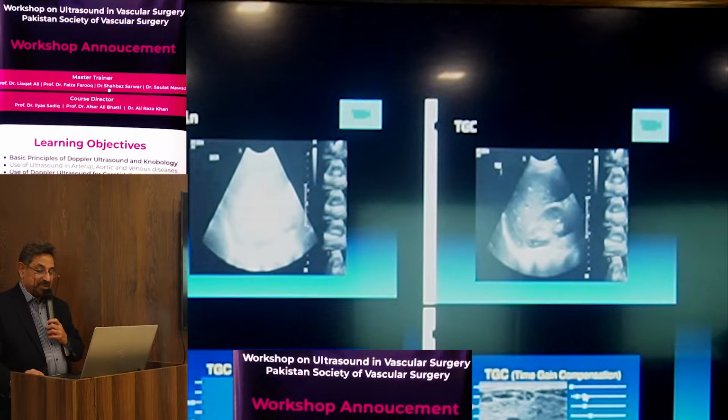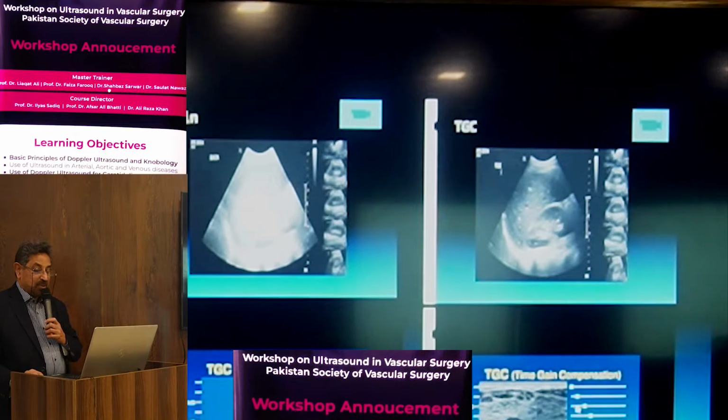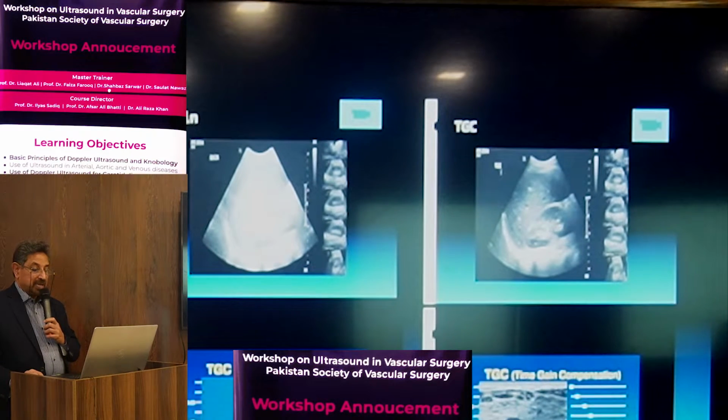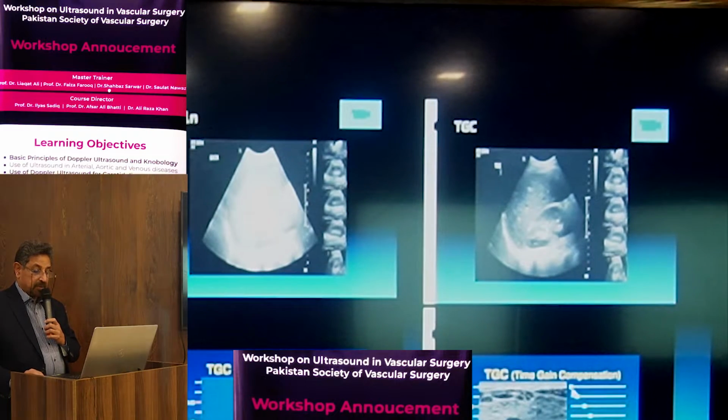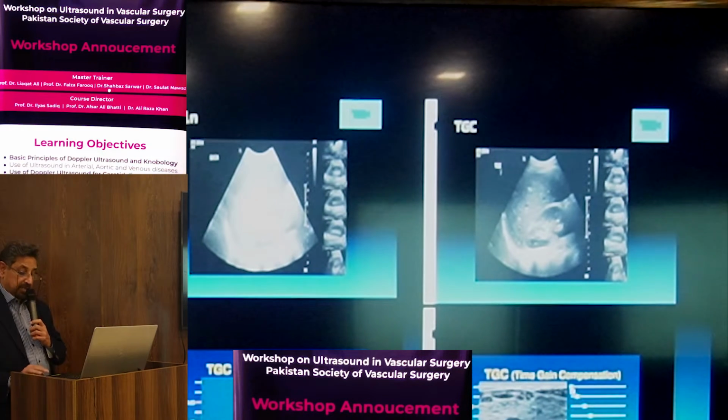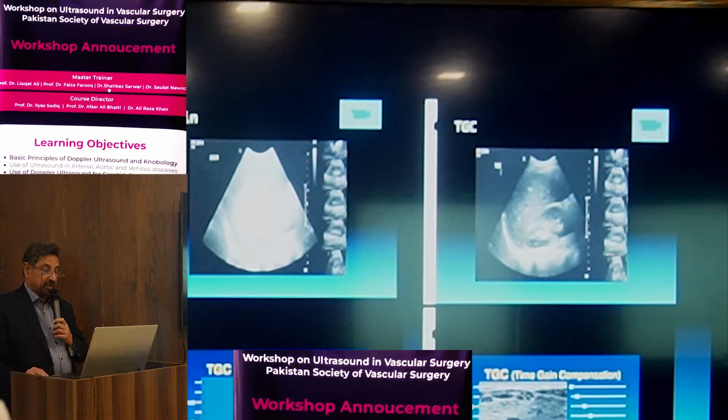So here again, the echoes coming back from the nearest part should get minimum compensation. The farthest part should get the highest compensation to get a good image, a good impression. That is very important to get a good picture.